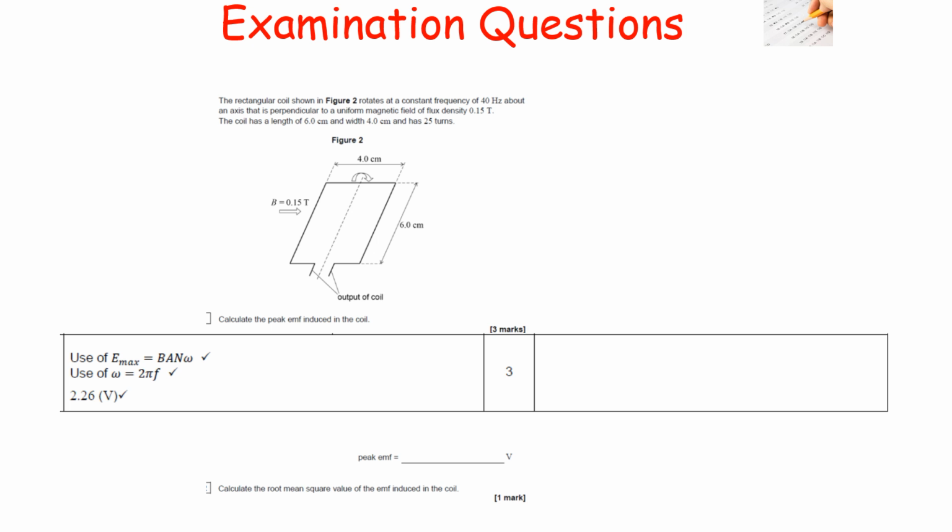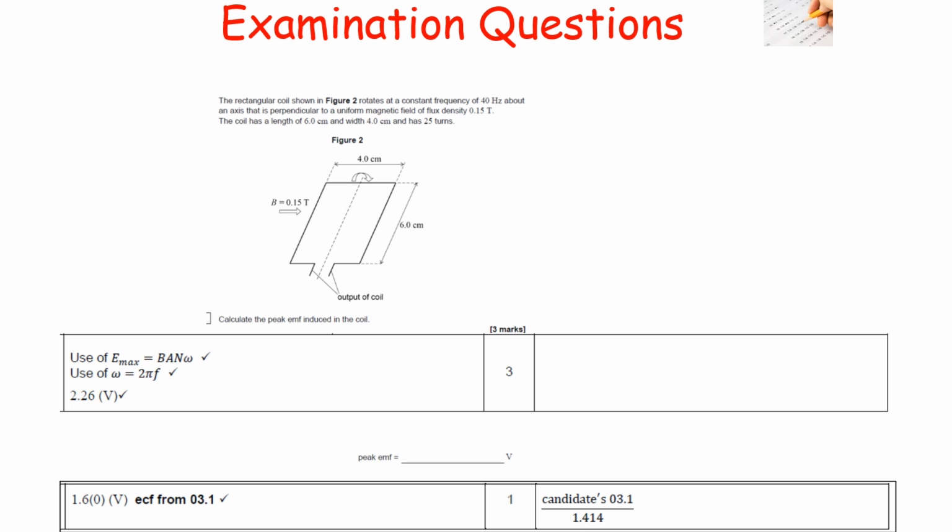The next question says calculate the root mean square value of the EMF induced in the coil. So what you can then do is you can therefore say the root mean square EMF is going to be the value divided by square root 2. So you do 2.26 divided by square root 2, which is 1.60 volts.